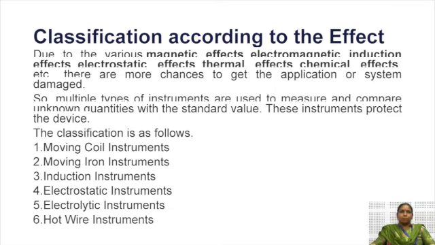Classification according to the effects. During the various magnetic effects, electromagnetic induction effects, electrostatic effects, thermal effects, chemical effects, etc., there are more chances for the applications or the system to get damaged. So, multiple types of instruments are used to measure and compare the unknown quantities with the standard values. These instruments protect the devices. The classifications are moving coil, moving iron, induction instruments, electrostatic, electrolytic and hot wire instruments.